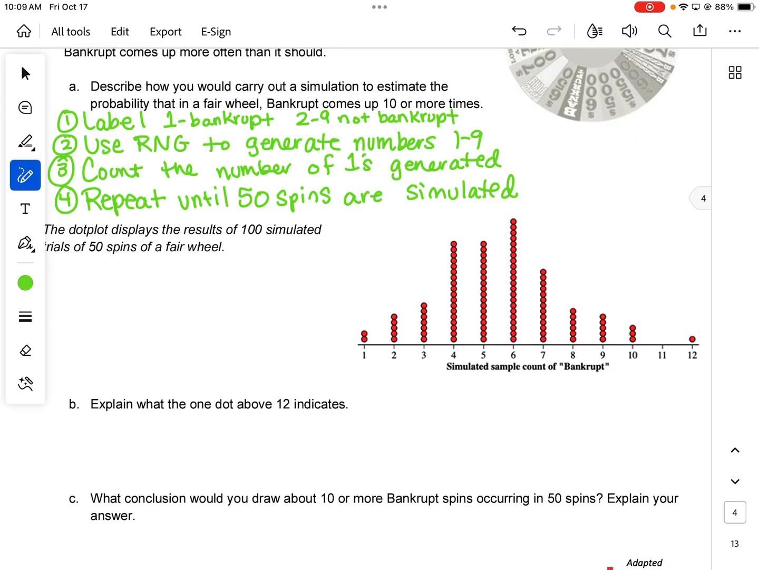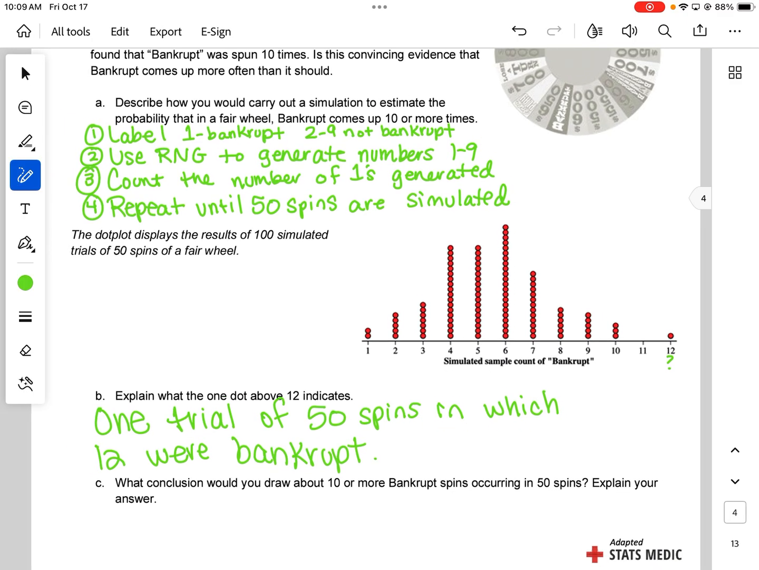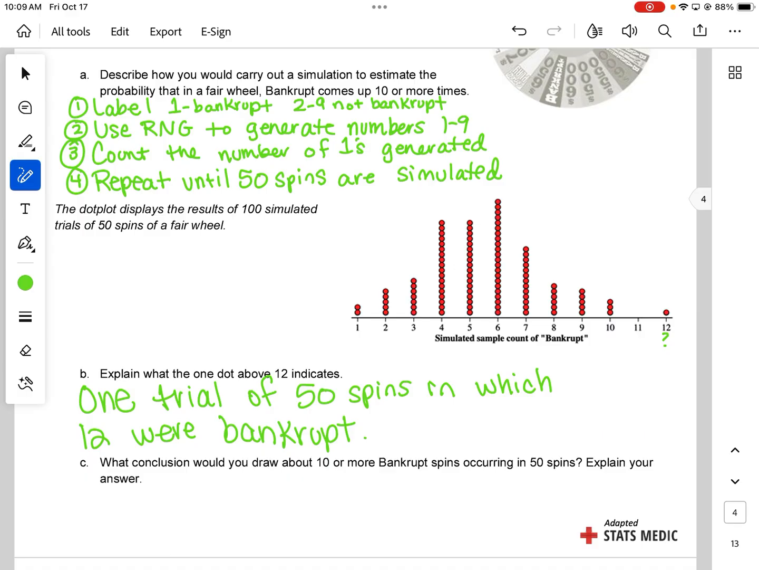Part B says, explain what one dot above the 12 indicates. What does that 12 mean? One trial of 50 spins, in which 12 were bankrupt. That's a lot. So it happened one time in the simulation.